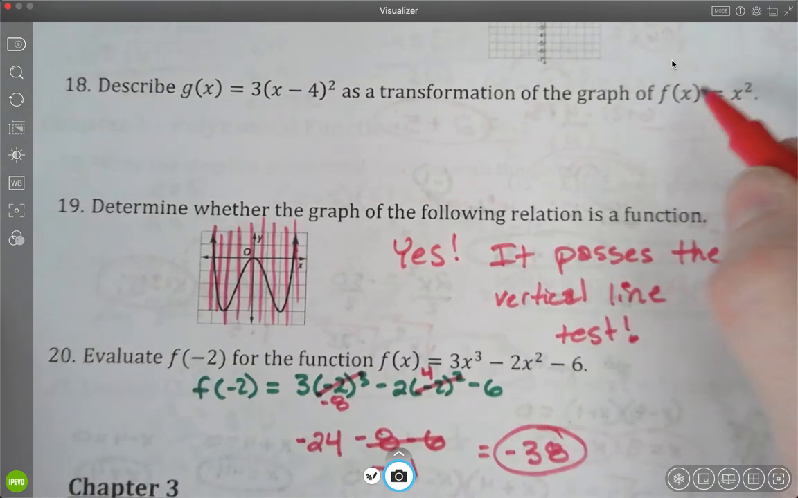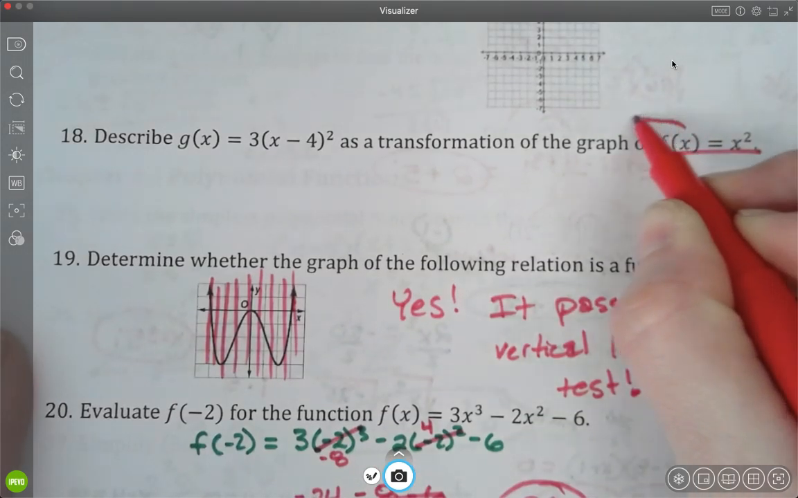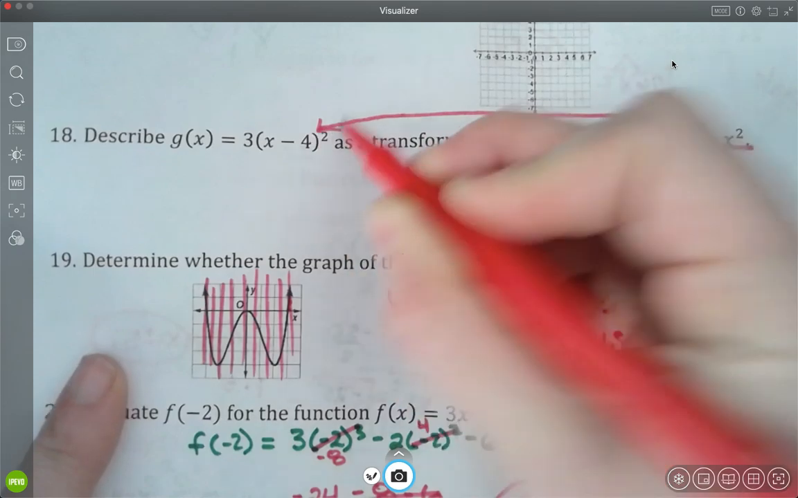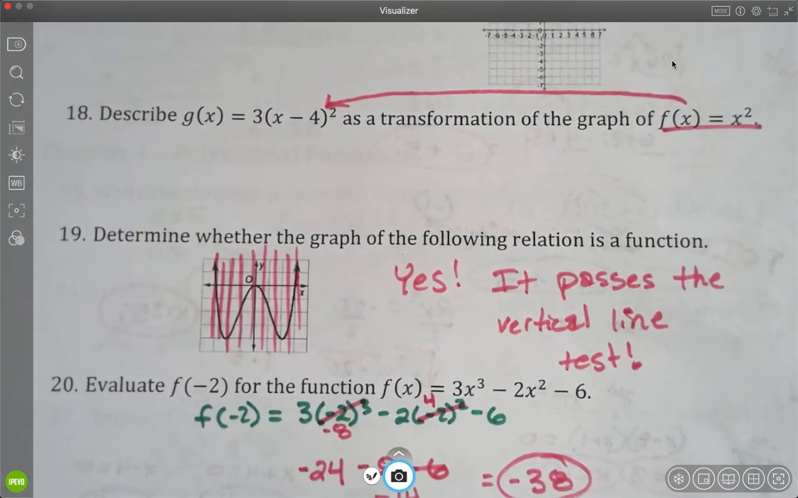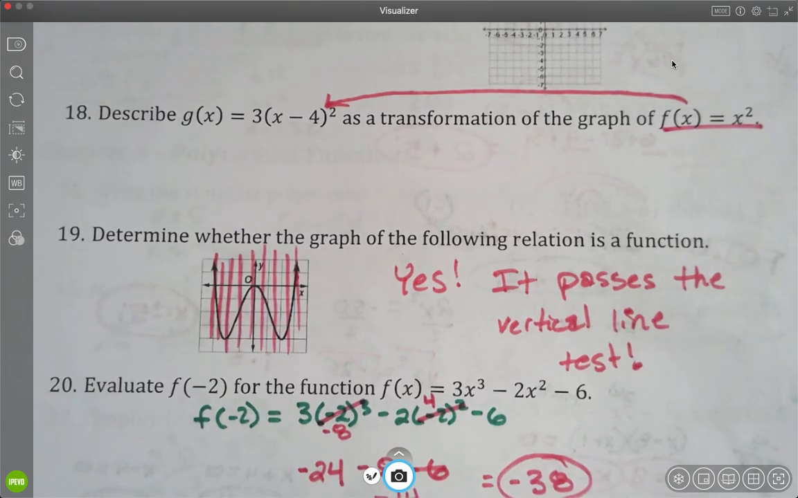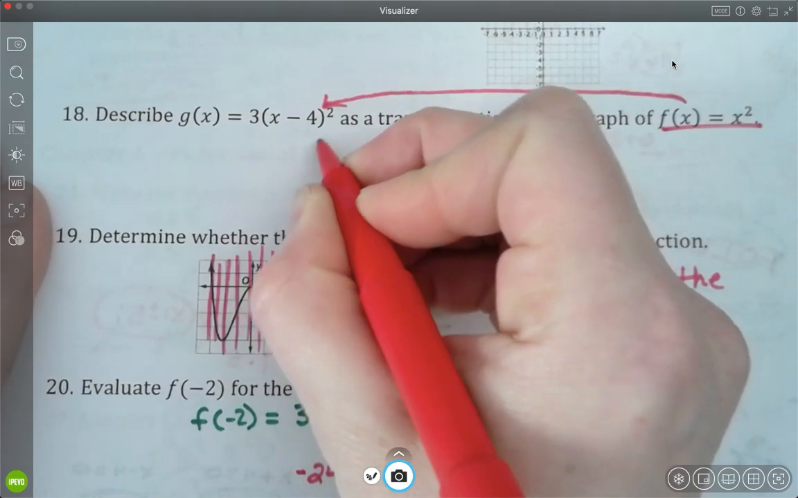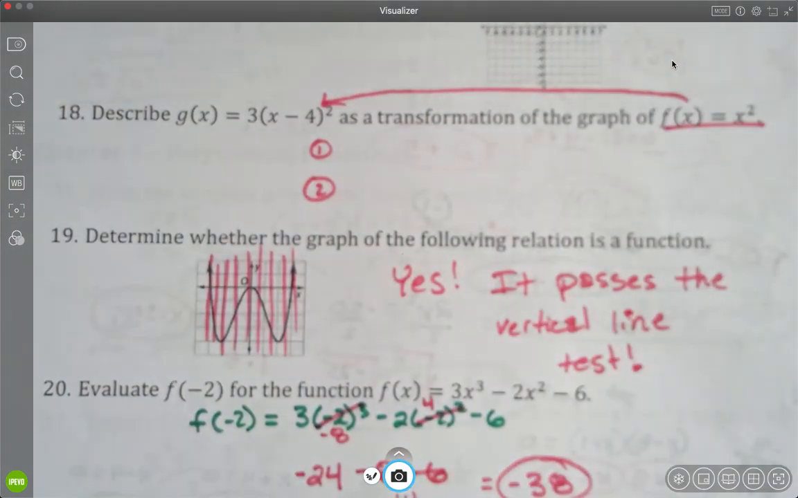They're saying that you're going to start with x squared and they want to know what this stuff is doing to it. Like what are those numbers doing? Okay, so how many things are happening? Let's do that first. 2, right? We have a -4 and we have a 3. So 1 and 2. Now, which one is happening? Is the 3 happening or is the -4 happening first?